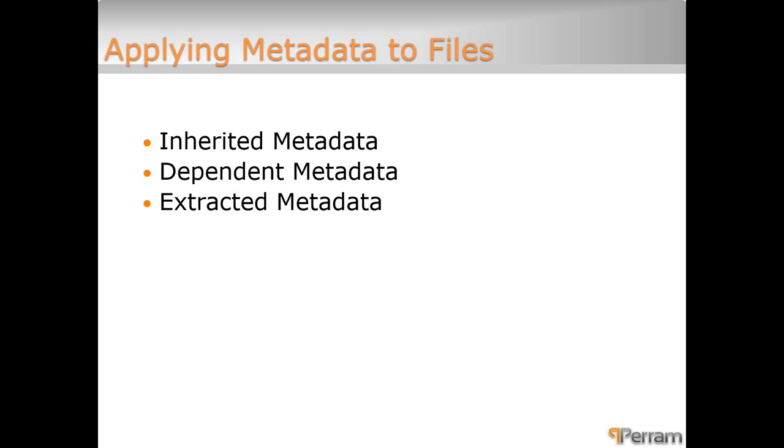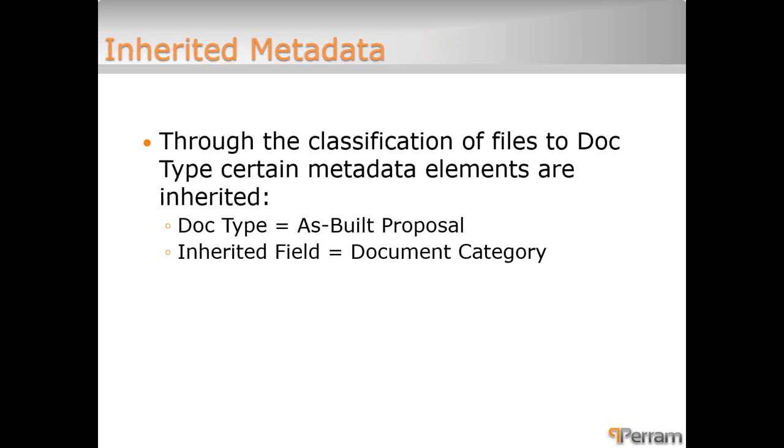Those break down into three main areas. One is the inherited metadata, one is the dependent metadata, and the last one is the extracted metadata. We're going to take a look at each one of those. These are terms that Perram uses internally to define the means by which the metadata elements are identified and tagged to a particular piece of content.